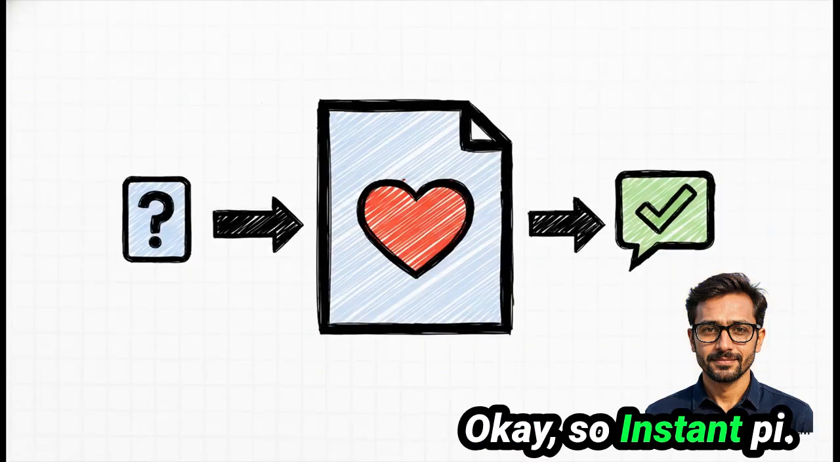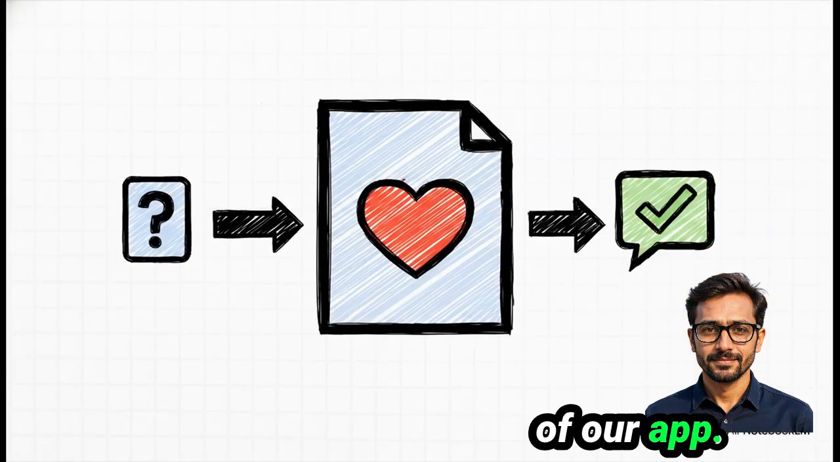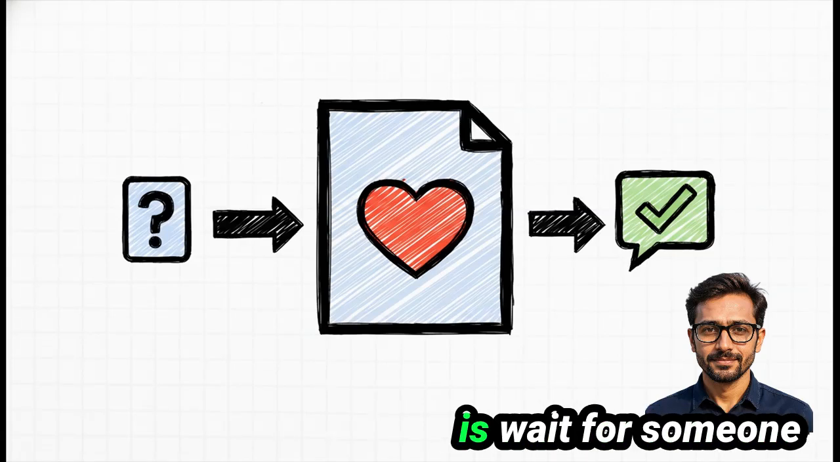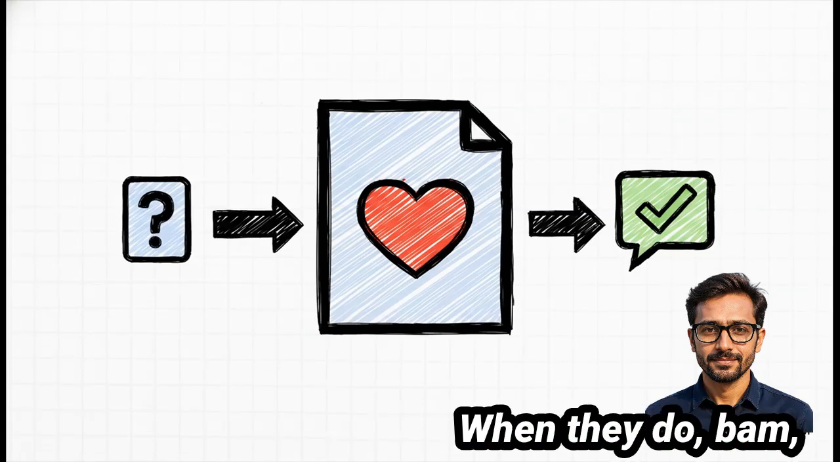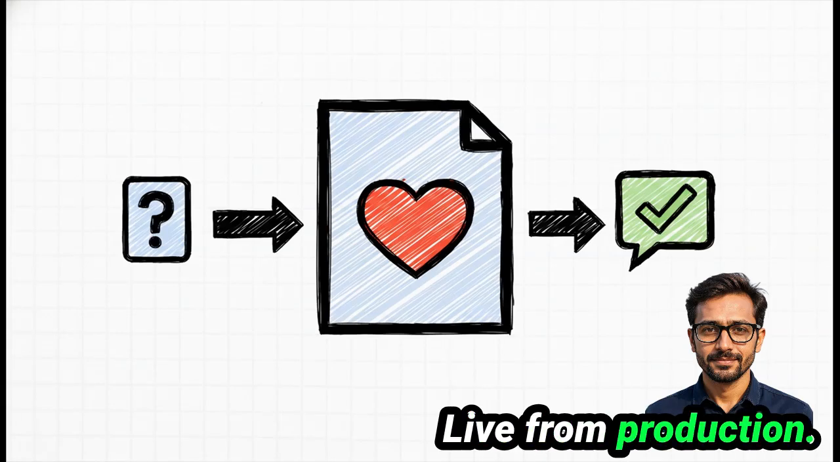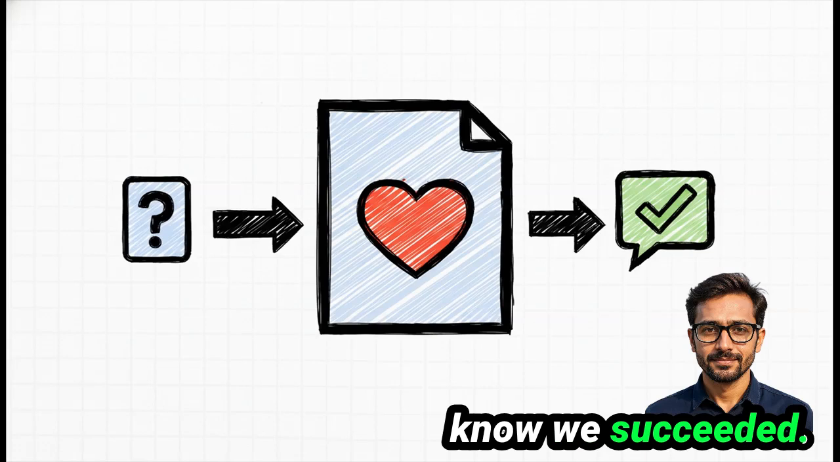Okay, so instant.py. This is the heart of our app. It's just a tiny little Python server using FastAPI, and all it does is wait for someone to visit our website. When they do, bam! It sends back a simple message live from production. That's it. That's how we'll know we succeeded.